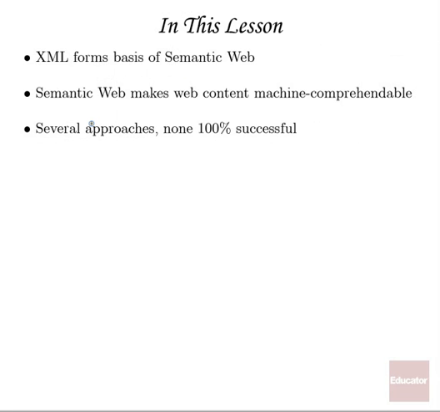So in this lesson, we took a look at how XML forms a basis of this newer idea called the semantic web, where the web is going to become more intelligent. If you've heard references to Web 3.0, that's what Tim Berners-Lee referred to it as a number of years ago after the idea of Web 2.0 caught on. The idea of the semantic web is that web content becomes machine comprehensible.